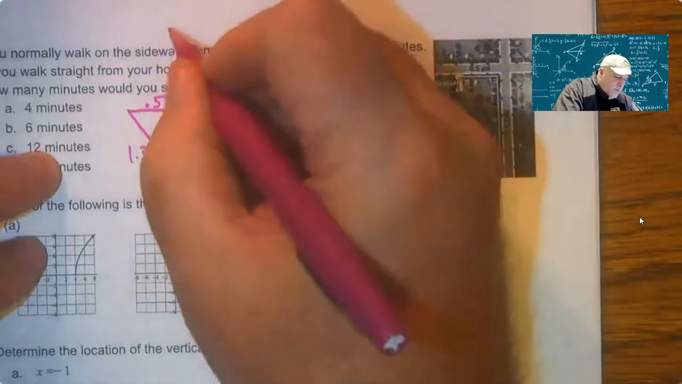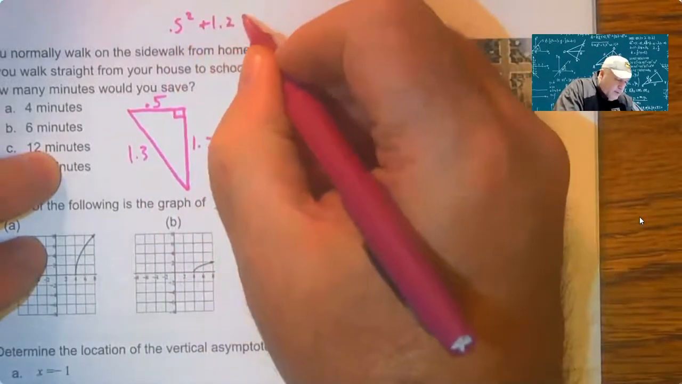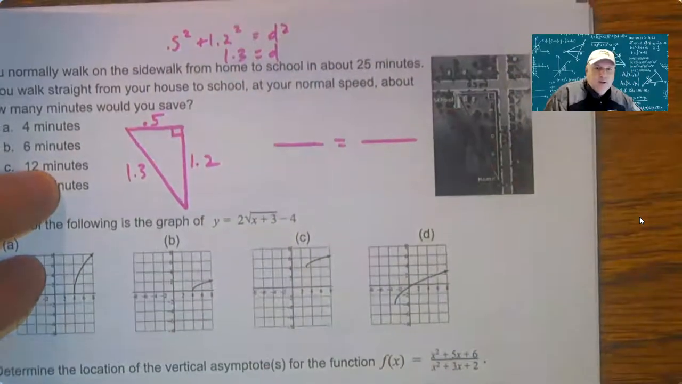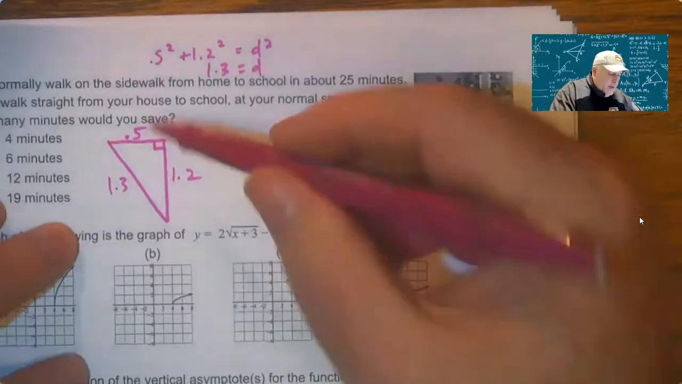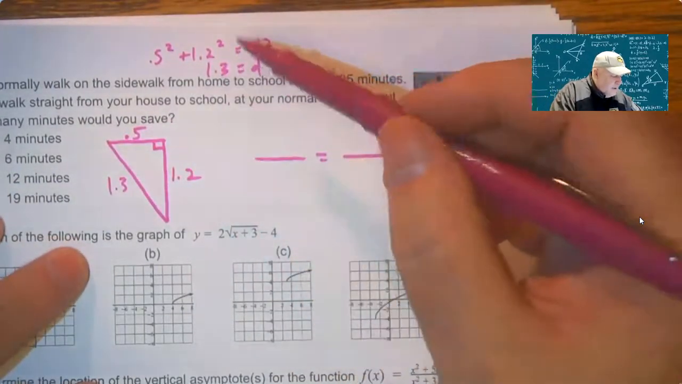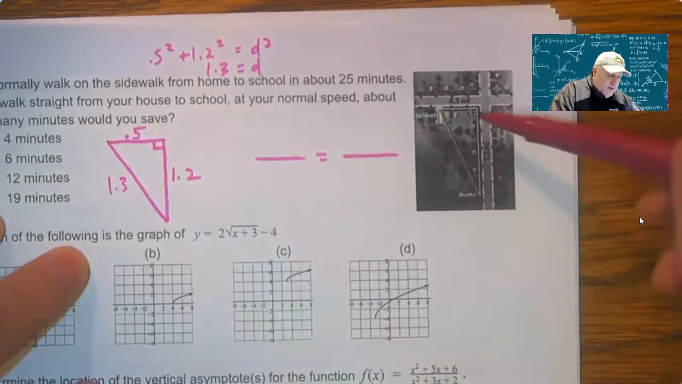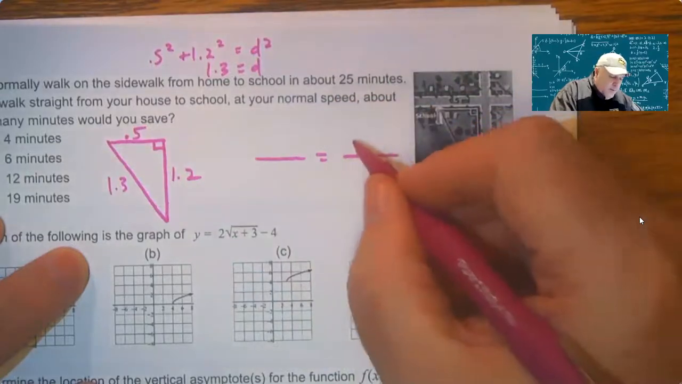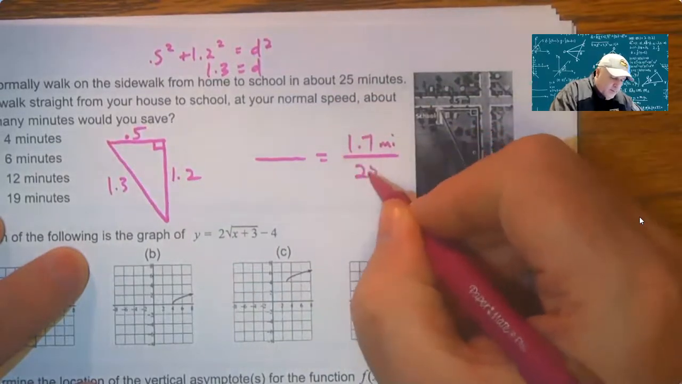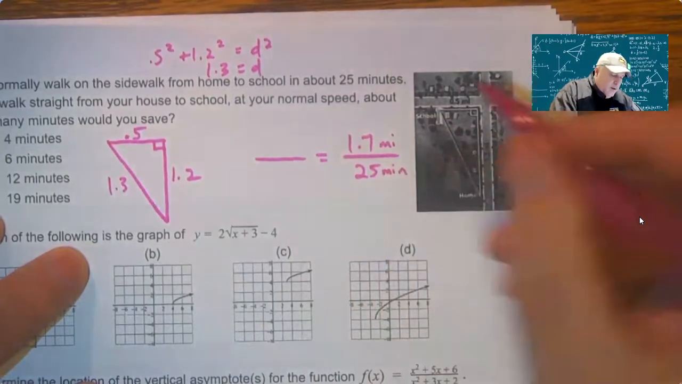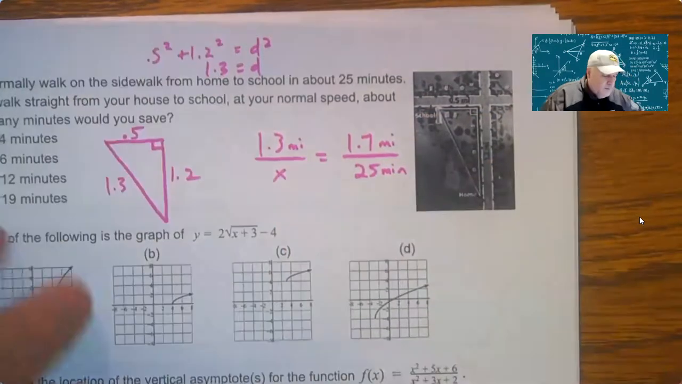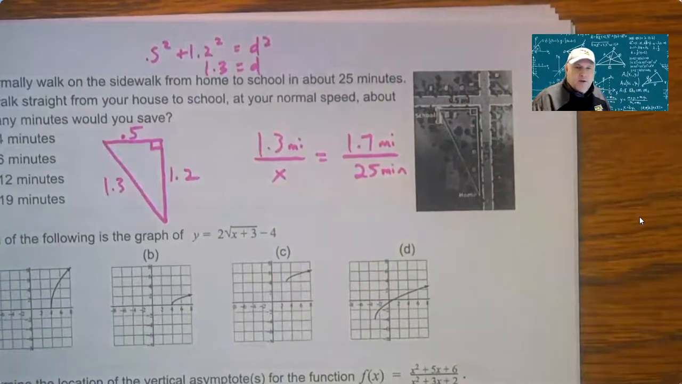So you're going to do 0.5 squared plus 1.2 squared equals d squared, and then 1.3 would equal d when you figure that out. What this problem wants to know, when you add up just these two sides, is you're comparing this distance in time to a straight line distance in time. So when you add the 0.5 and the 1.2, that's 1.7 miles, and that took you 25 minutes. Compared to 1.3 miles, how many minutes does that take, just walking as the crow flies?